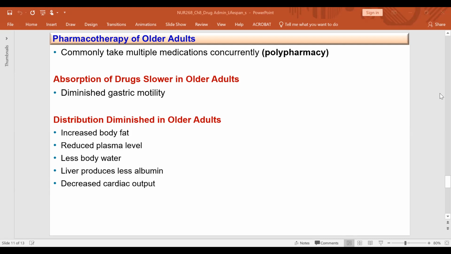And assess older adult patients for signs and symptoms like confusion, drowsiness, reduced cognition, and changes in mental status while on certain medications like benzodiazepines, antipsychotic medications, and anti-epileptic drugs.